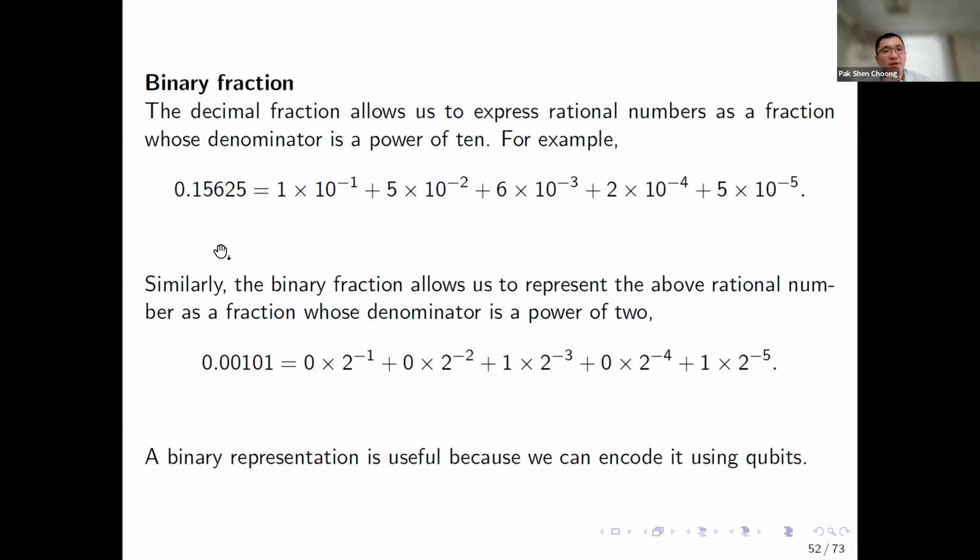In this case, if you perform the calculation, this is the exact representation of 0.15625, whereby this one here means you multiply with 2 to the power of minus 3, and the next one you multiply with 2 to the power of minus 5. If you sum them up together, converting back to the decimal fraction, you find that this fraction is exactly the same as this one. Again, like I said, the binary fraction is only useful because we can encode it using qubits.